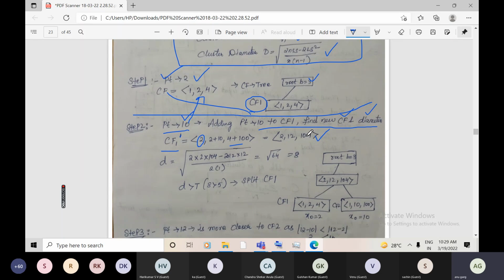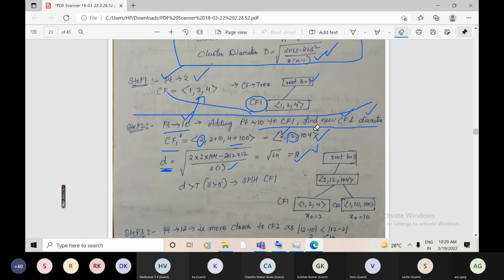Now before adding this feature vector to the tree, we need to decide what we are supposed to do. For that, you first need to find the cluster feature diameter. The diameter formula is this, so fill the values in it. 2 into N, where N is the number of points, 2. LS is 12. SS is 104. So 2 into SS minus 2 LS square; LS square means 12 square, so 12 into 12, divided by N into N minus 1. So this is the value we got.